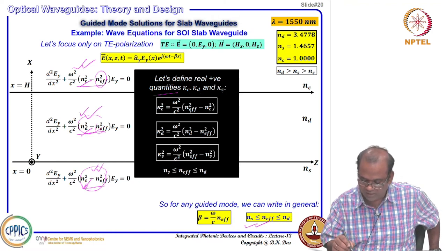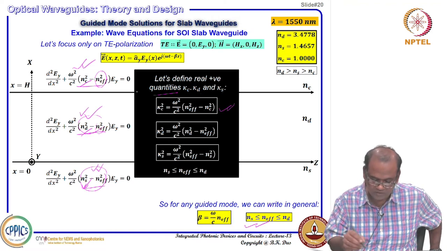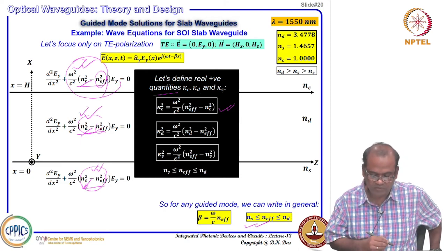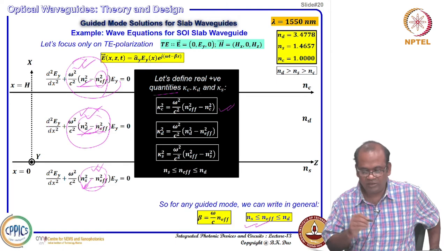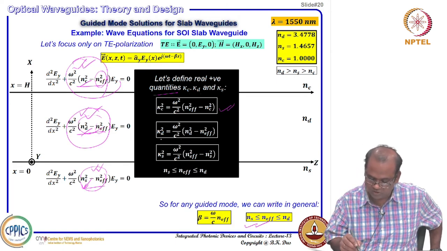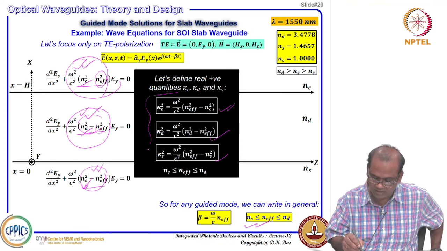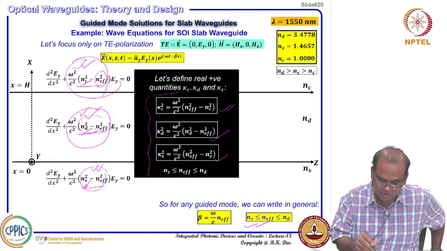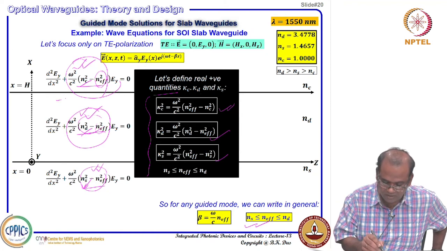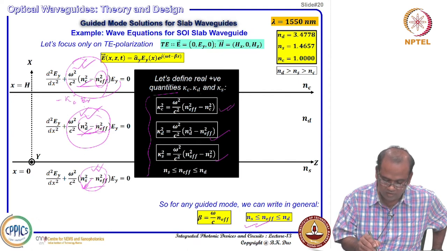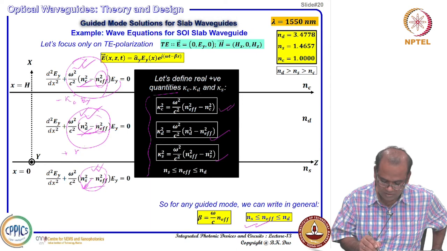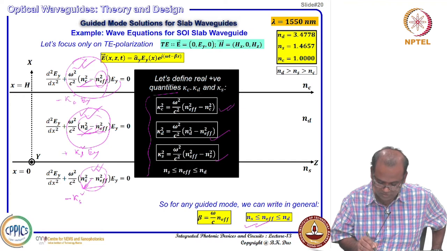What is kappa c? Since n effective is greater than n c, we define it like this. Although n effective is the unknown, I am defining it with this expression. This is also positive because n effective is less than n d and greater than n s. So, using this expression, instead of this term I will write minus kappa c square Ey, here plus kappa d square Ey, and here minus kappa s square Ey.